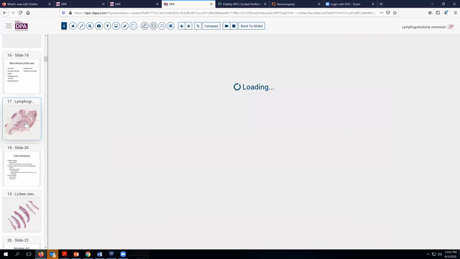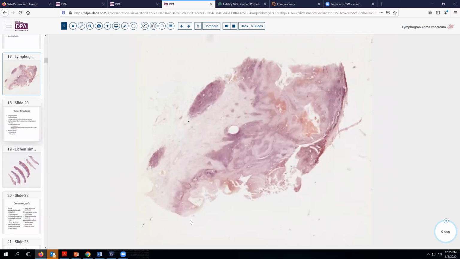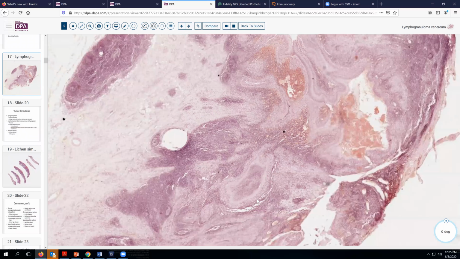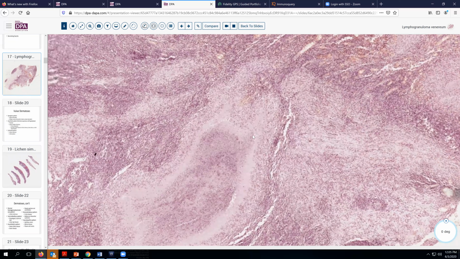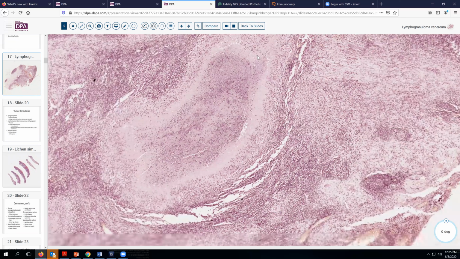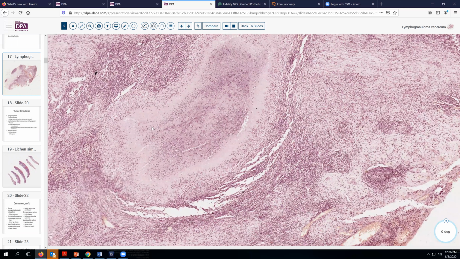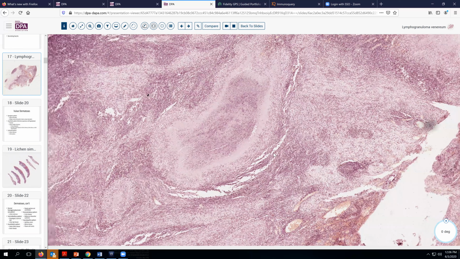Here's a nice slide showing squamous mucosa, and then this inflammatory process with this serpiginous appearance, which as we go to higher magnification, you'll see is quite nicely illustrated as a palisaded granuloma with a necrotic center. So this is granuloma inguinale and characteristic of that entity when it occurs in the vulva.